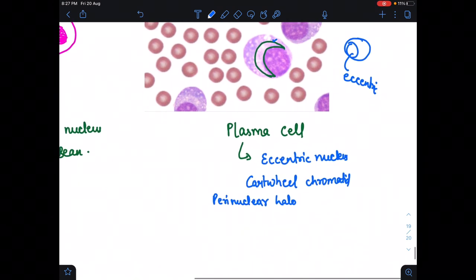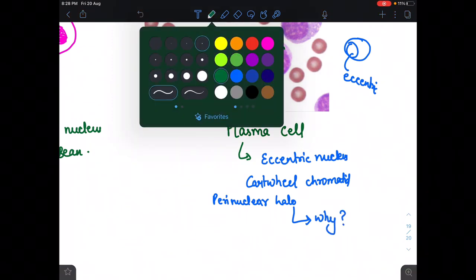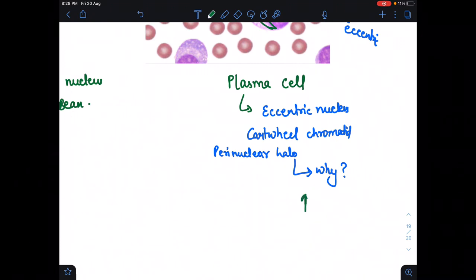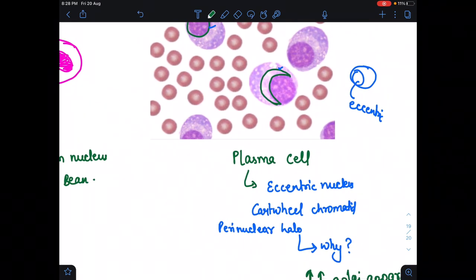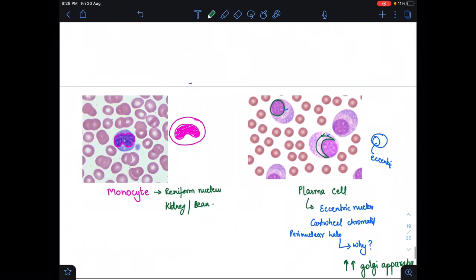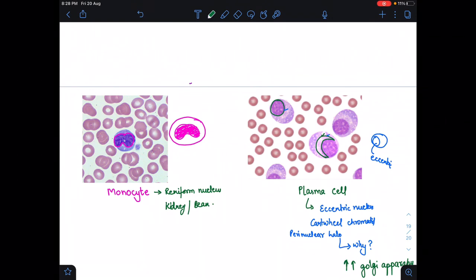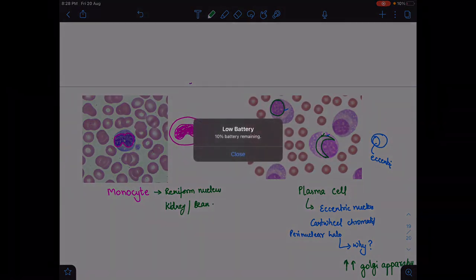So these were the features of the plasma cells. Why is there a perinuclear halo? You must remember that due to the increase of Golgi apparatus, the perinuclear halo is seen. So due to the increase in Golgi apparatus, we see this perinuclear halo space. These were the identification points for the white blood cells.